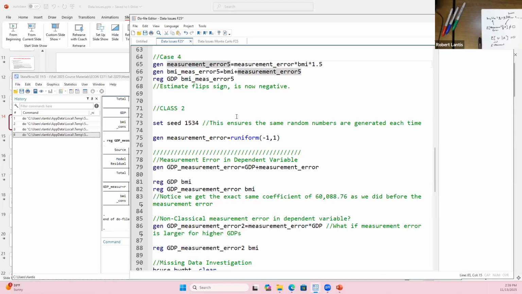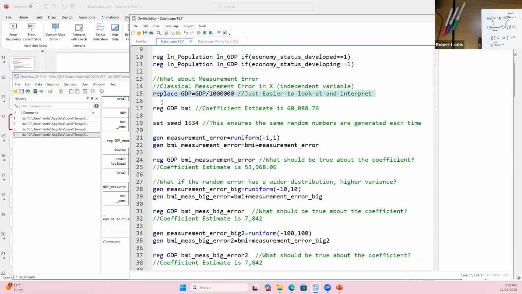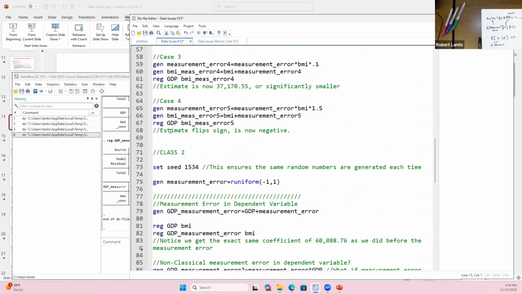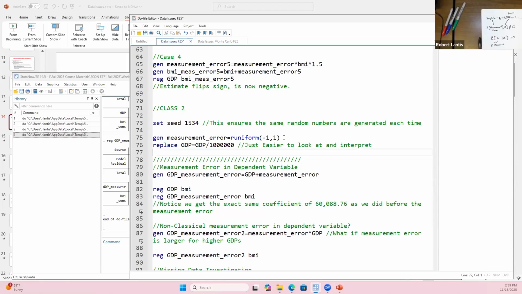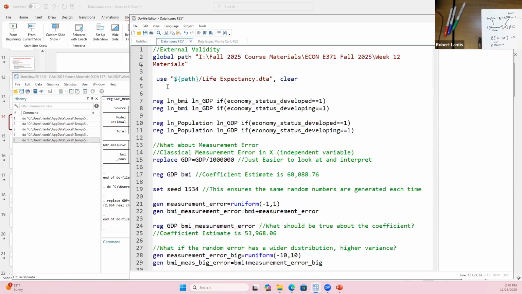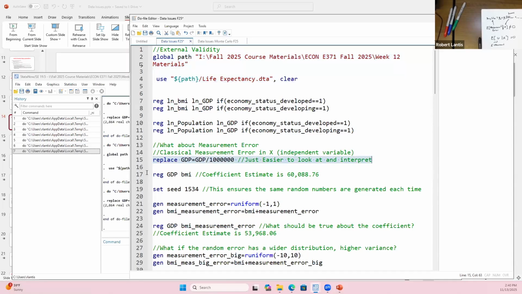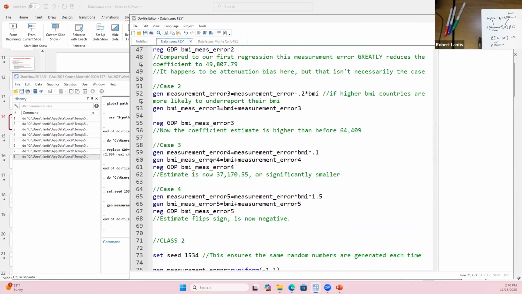okay. Oh, I forgot to do something else to make these numbers easier to look at in class. What did we do last class? I'll copy this down here. I'm going to scale this variable so the numbers are a little bit prettier, easier to look at. So I'm just going to scale that. Actually, I'll rerun all this code. So we're going to open that file up. If you didn't want to copy and paste it yourself, we'll scale that GDP variable, set the seed, create the measurement error, and then we'll come down here.